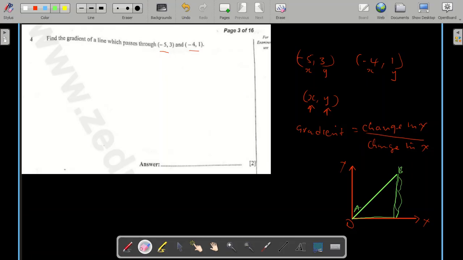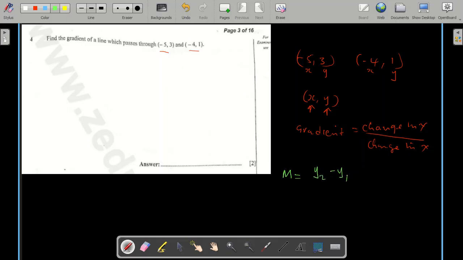So without wasting much of our time here, to solve this question, the formula for finding gradient is equal to y2 minus y1 over x2 minus x1. So remember we said this is x, this is y, this is x, this is y. So let this one be 1 and also that one, then these 2 and 2.